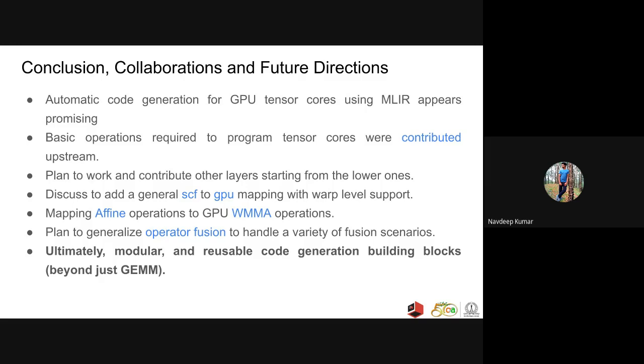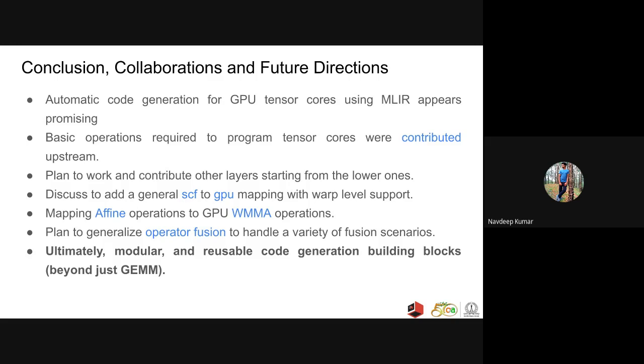We also want to discuss how to generalize the mapping of these SCF loops to GPU with warp level support. So this mapping to the warps is actually absent in MLIR, and we have some custom thing going on here, which actually works for matrix multiplication, and would even work for some other problems which can basically be encoded to matrix multiplication. But coming up with a general thing which maps some parallel loops or sequential loops in a given IR to the GPU would be really great.